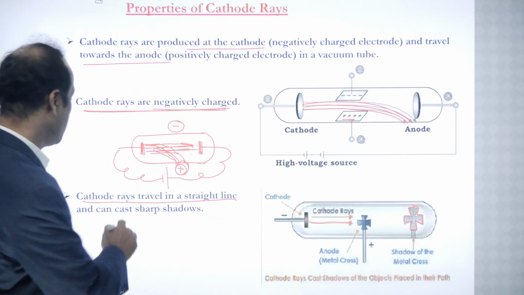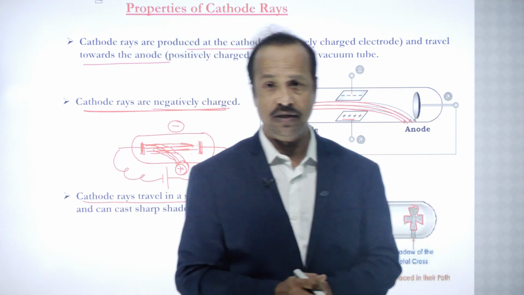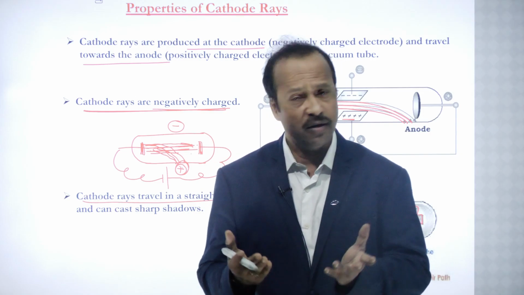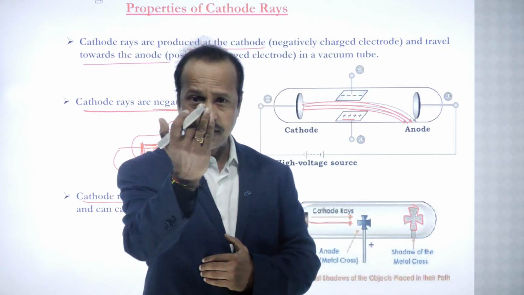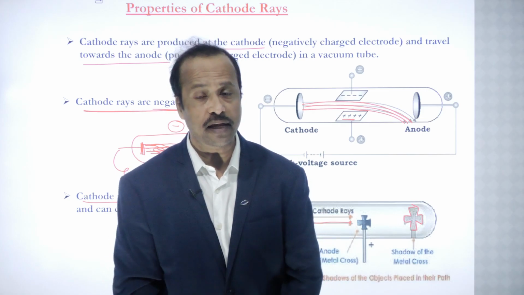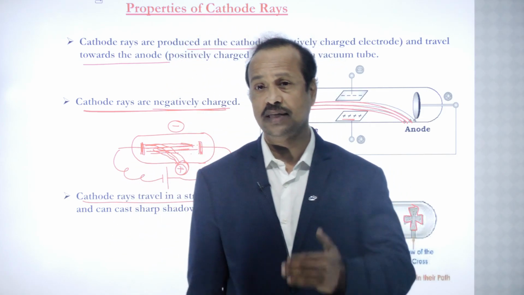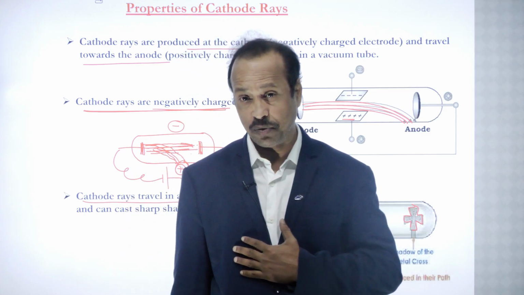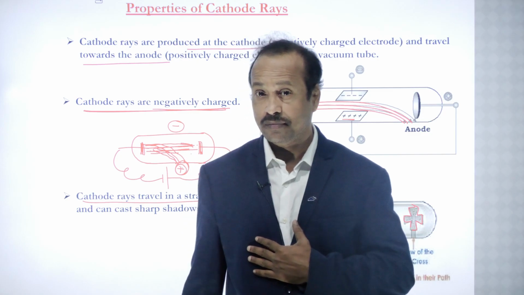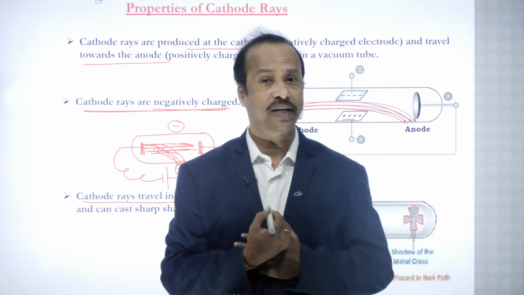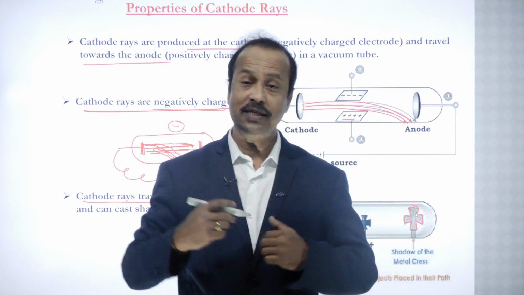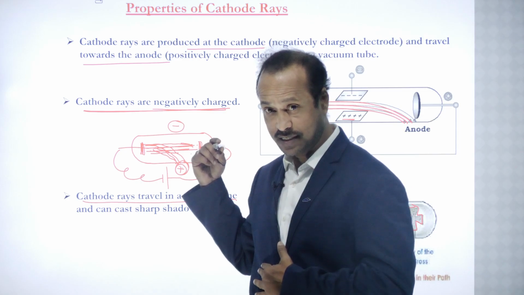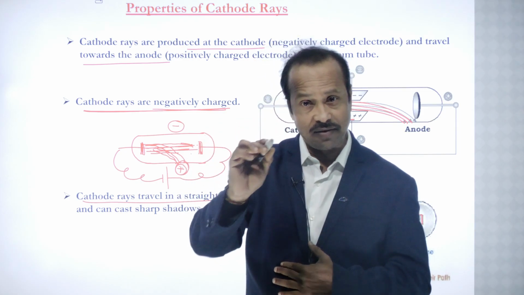Clear? And the next one, which we already discussed here: cathode rays travel in a straight line. How can you say? Very simple. For example, if you are standing in the path of light, between a light and a wall, then the light will strike you as you're opaque. Then your shadow will form behind you. This says that light travels in a straight line, right?